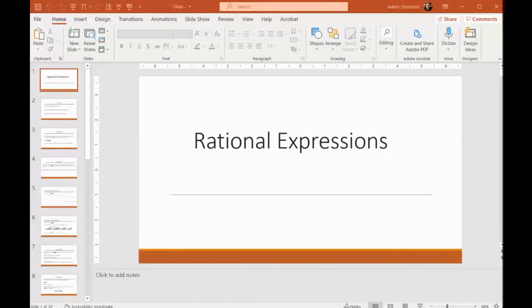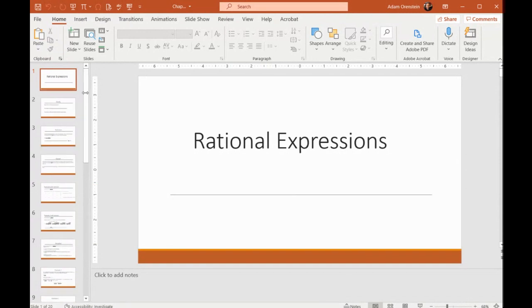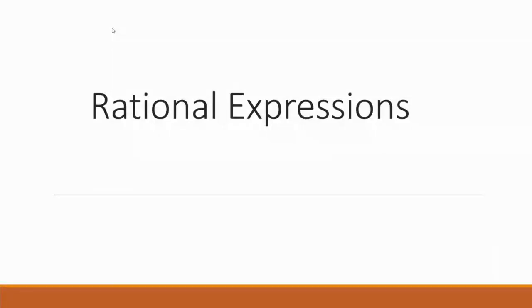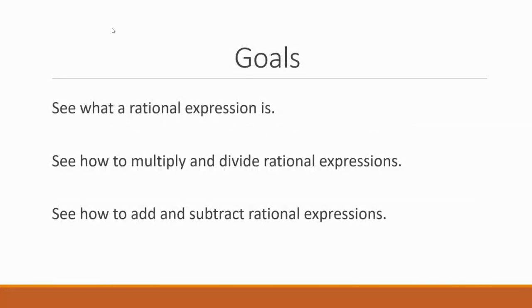So now we're going to go into section P5. I think it's section P5 from the book, but it's basically rational expressions. That's what we're going to look at. What's nice about this is we already dealt with polynomials, so that makes the study here a little bit easier. But what are rational expressions? Well, you'll see what they are shortly.